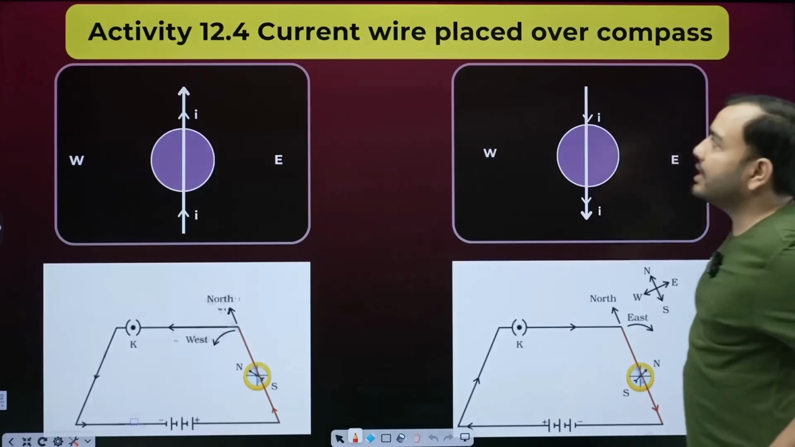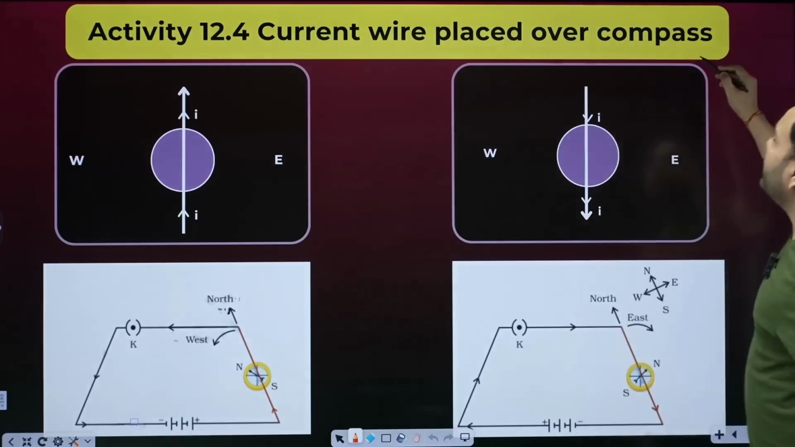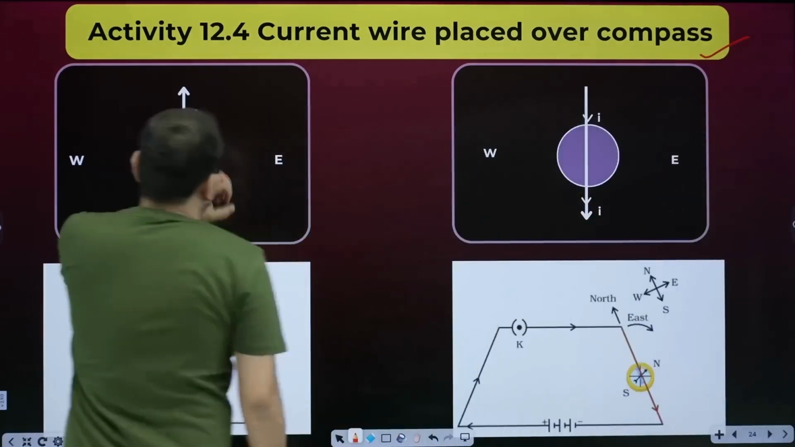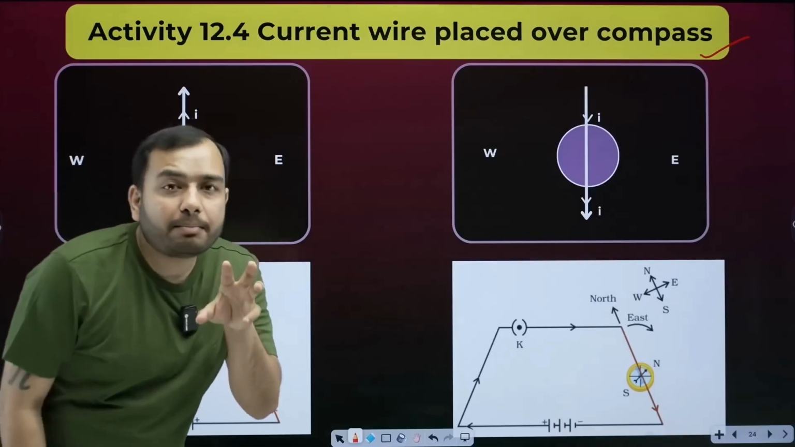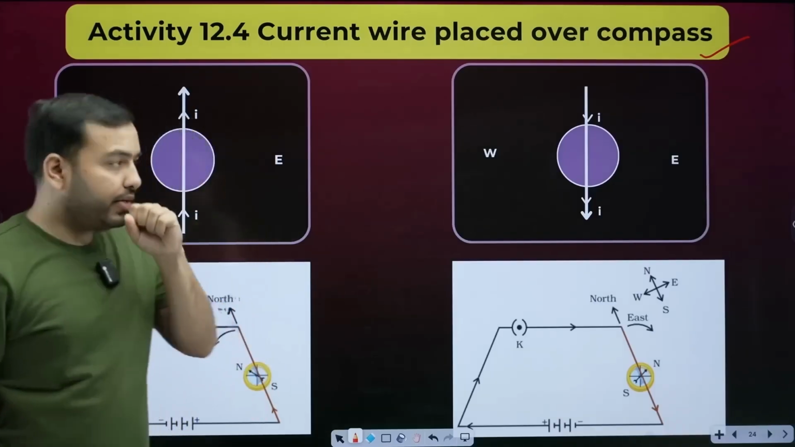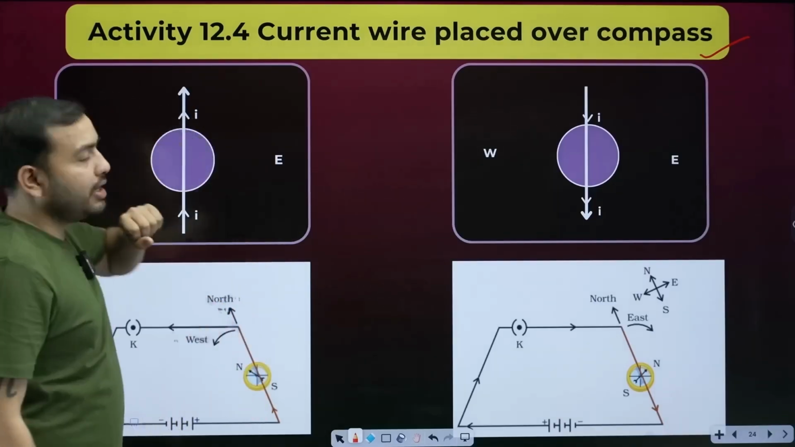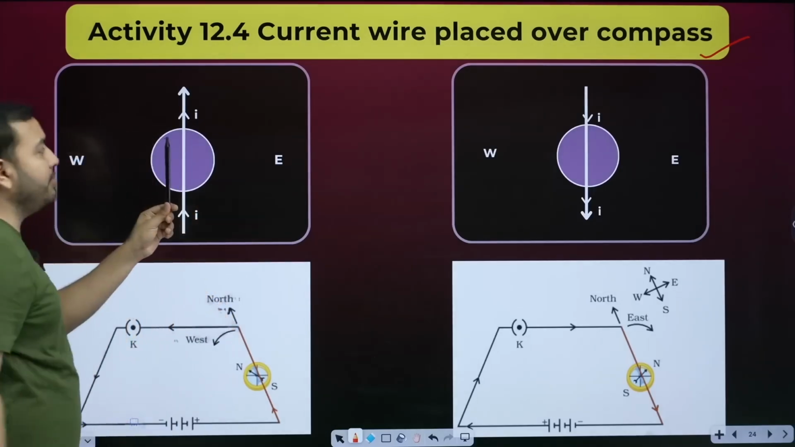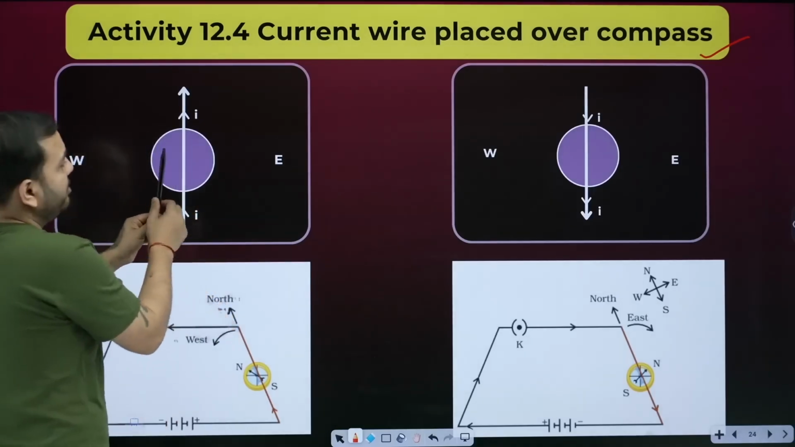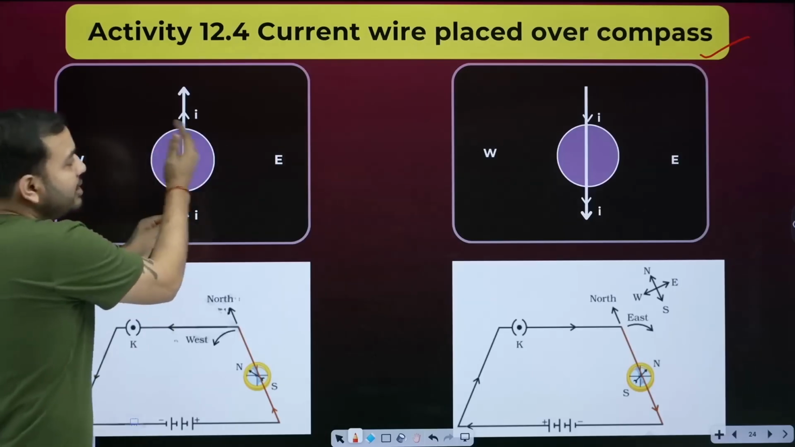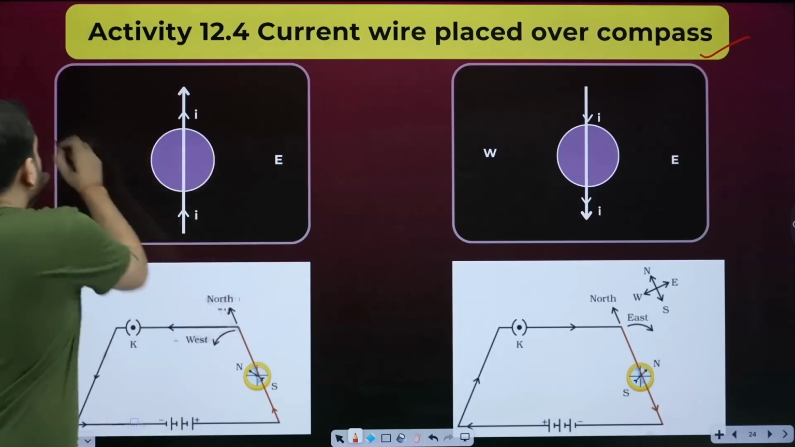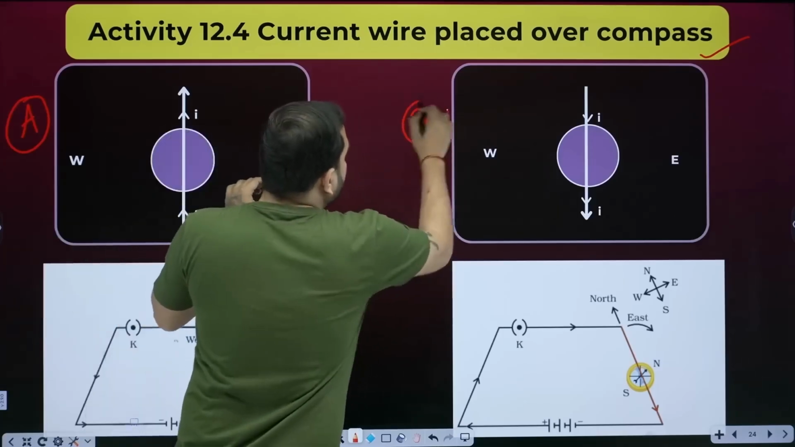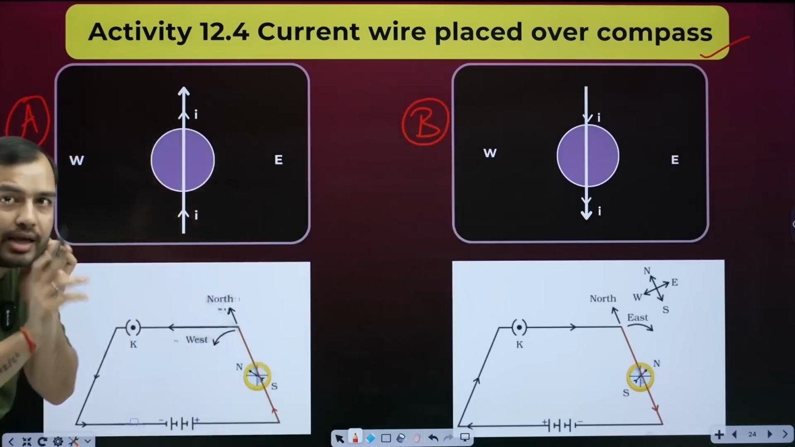Clear? Activity 12.4, current wire placed over compass. Now what did I do? I placed the current carrying wire above the compass. What does the compass tell? The direction of the magnetic field. Now think of a compass kept below it. So where will the compass go? This is a wire, and below the wire is a compass. Now you have to tell where the compass would turn, towards west or east. One is A and one is B. In both cases, you have to tell whether the compass will turn towards east or west.